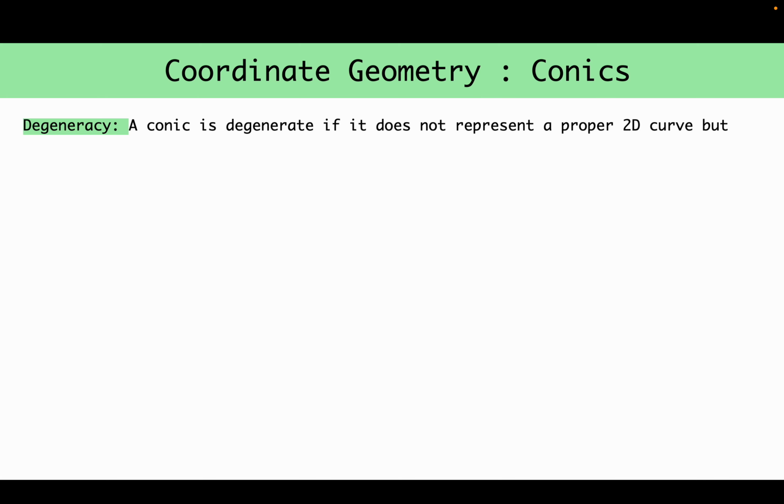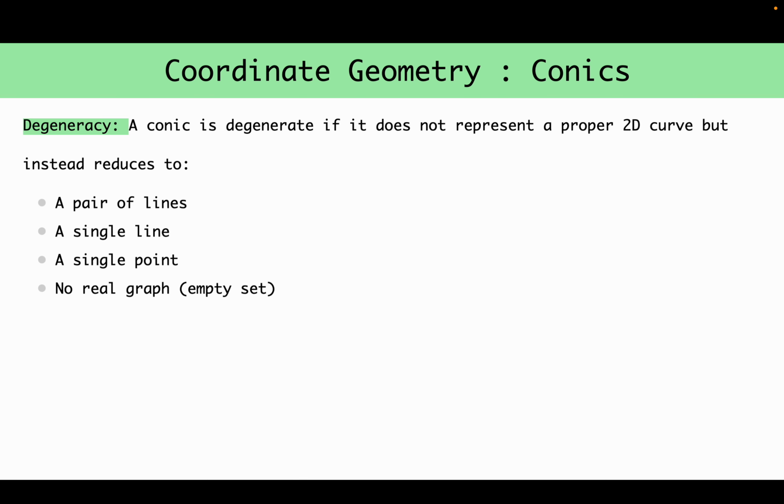So this is how we can define the degeneracy. A conic is degenerate if it does not represent a proper 2D curve but instead reduces to one of these forms: a pair of lines, a single line, a single point, or no real graph. Sometimes we have an equation but we can't visualize it because it is no more a conic. So that situation also we encounter. So let's see more details.